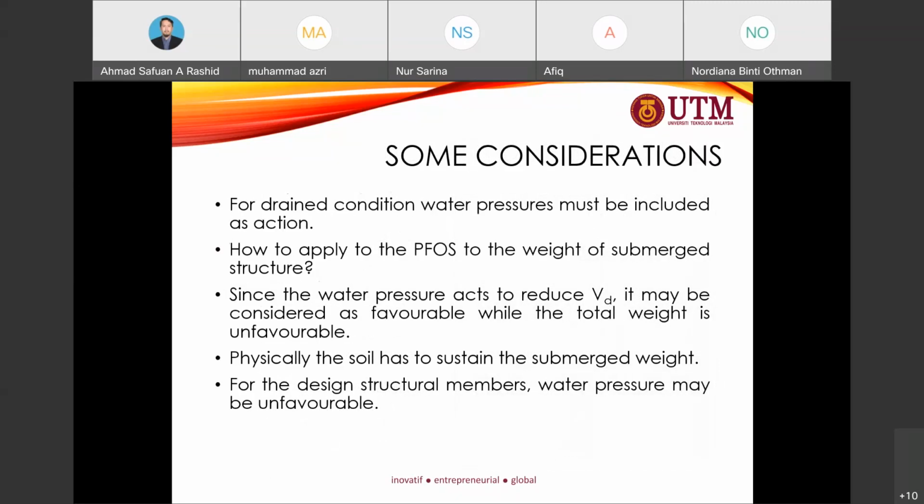So some consideration for drained condition: water pressure must be included as an action. How to apply the partial factor of safety to the weight of the submerged structure? Since the water pressure acts to reduce VD, it may be considered favorable, while the total weight is unfavorable. Physically, the soil has to sustain the submerged weight. For the design of structural members, water pressure may be unfavorable. So this is for the water pressure.